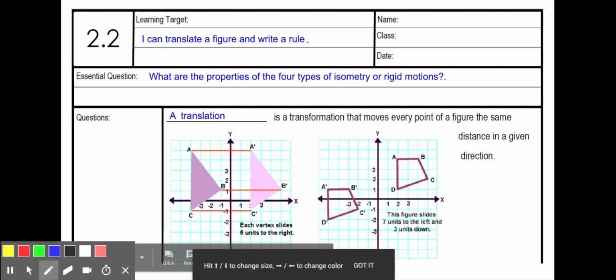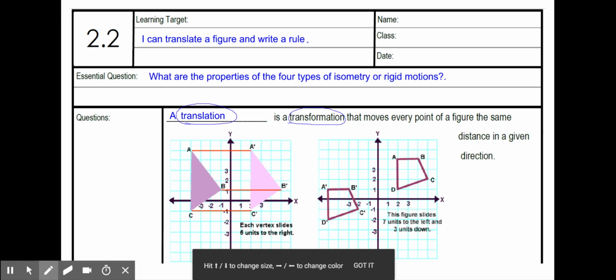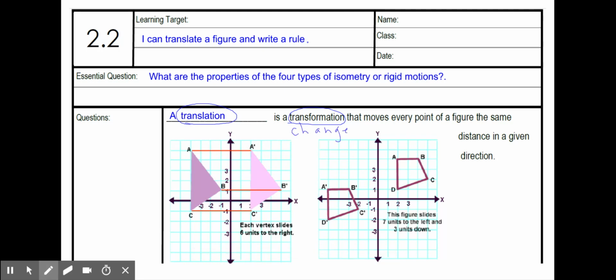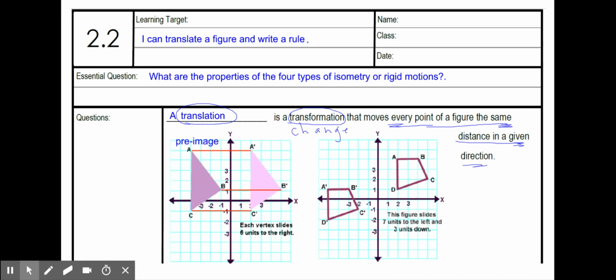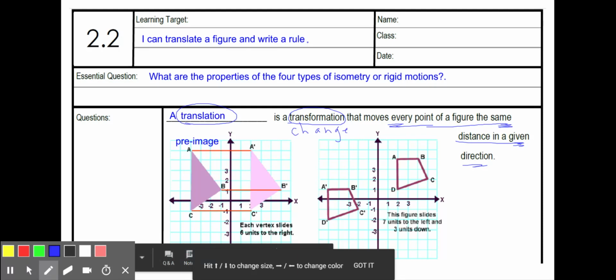So a translation is a transformation, which from our last lesson, remember, just means change, that moves every point of the figure the same distance in a given direction. Okay. So we've got two examples down below. On the left, we have two triangles, and there's a before the move and an after the move. Before the move, we call that the pre-image. So pre means before.